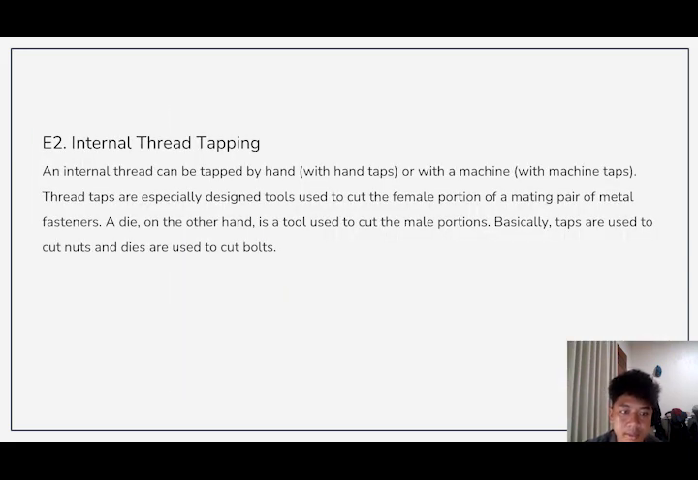Next one is internal thread tapping. Internal thread can be tapped by hand or with a machine. Thread taps are especially designed to cut the female portion of a mating pair of metal fasteners. A die, on the other hand, is a tool used to cut the male portion. Basically, taps are used to cut nuts and dies are used to cut bolts.